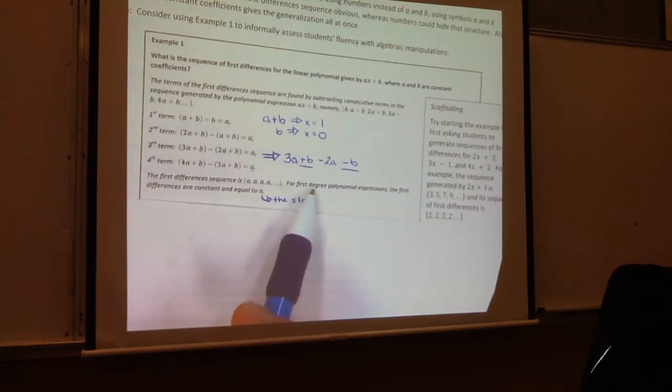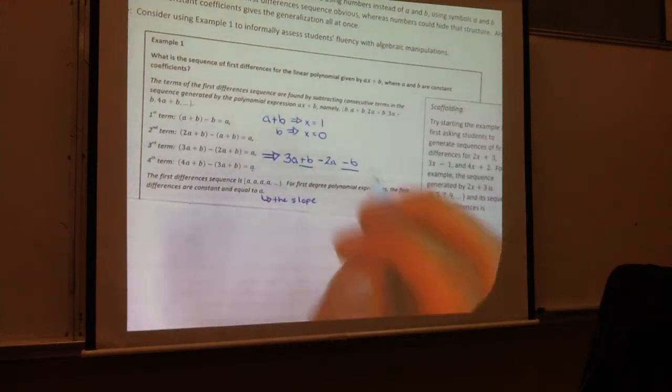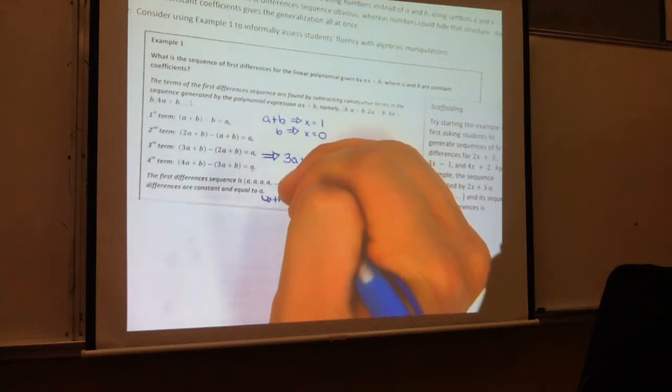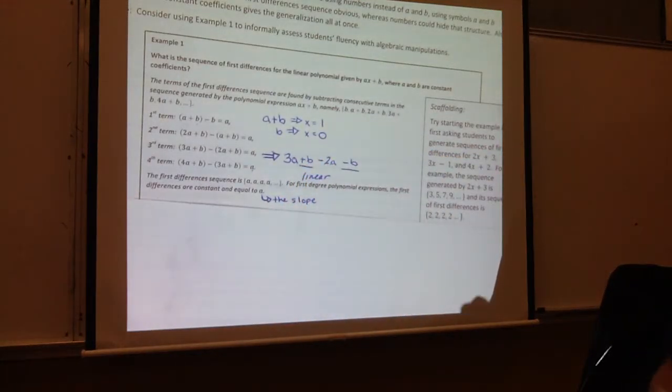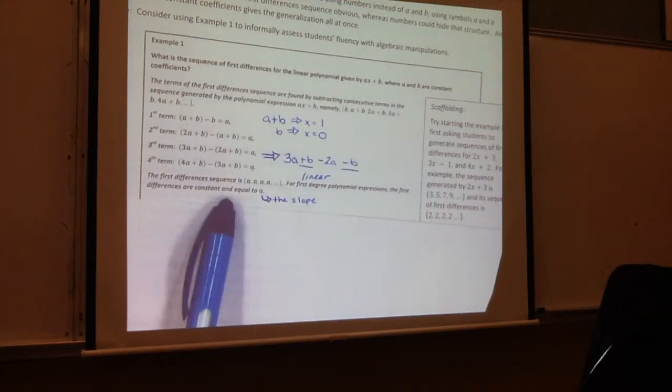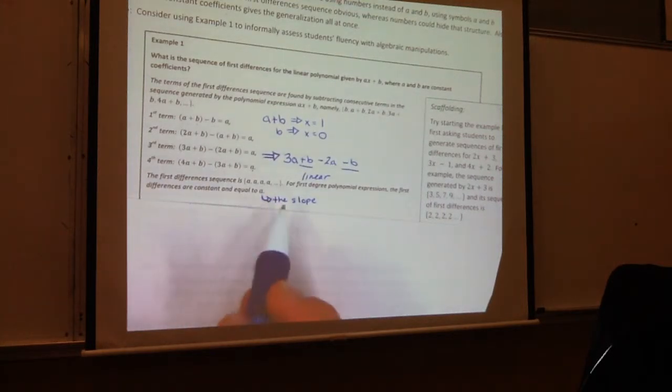For first degree or linear polynomials, the first differences are constant and equal to a. Or, in another way to say it, a is the slope.